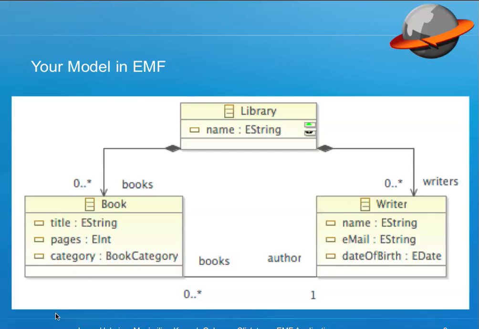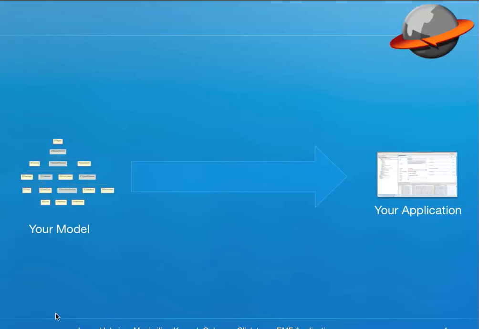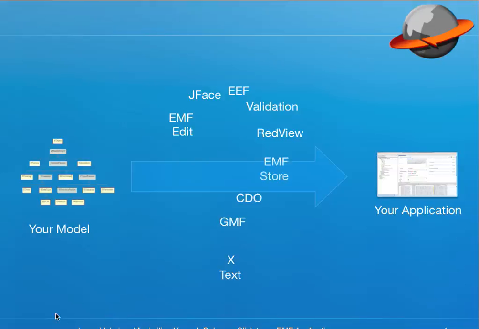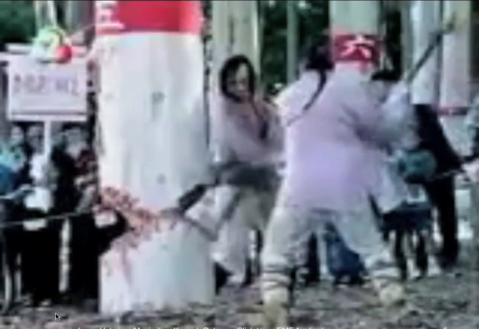But from this code and from this model to your running application, there's still a long way to go, and you probably need additional frameworks. So you might use EMF Edit, JFace, EEF, Validation, RAP, EMF Store, or maybe CDO, GMF, and Xtext. And especially if you're not familiar with all those frameworks and you're in the beginning of your project, it feels a little bit like in this video.